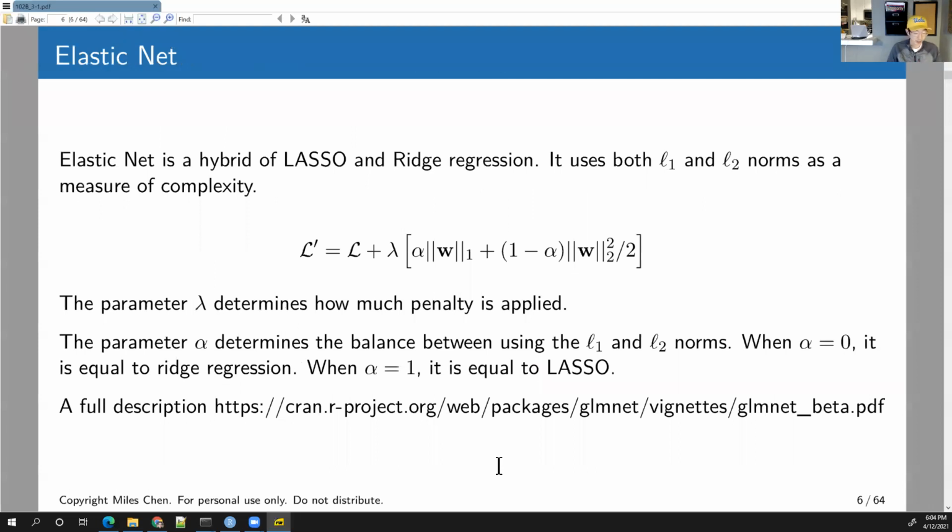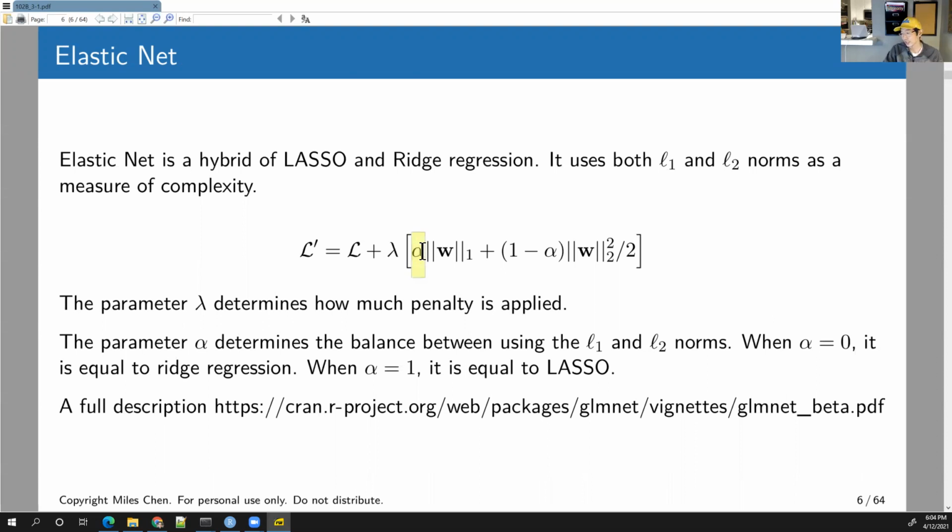There is technically maybe another option. It's called elastic net. Elastic net is like a hybrid between lasso and ridge regression. So if you can't really make up your mind, and you can't decide whether to use the L1 norm or the L2 norm as a measure of complexity, you can use elastic net. And elastic net uses a value alpha. Alpha is a number between 0 and 1.